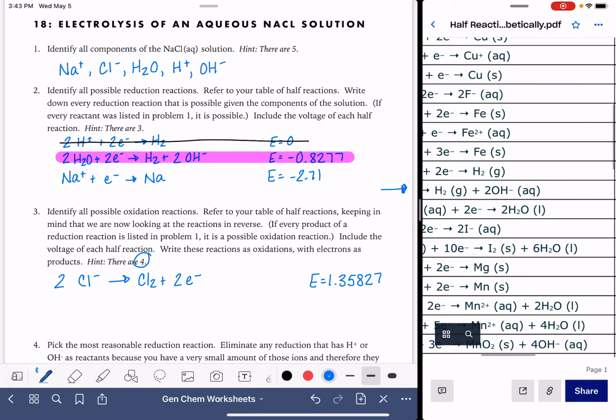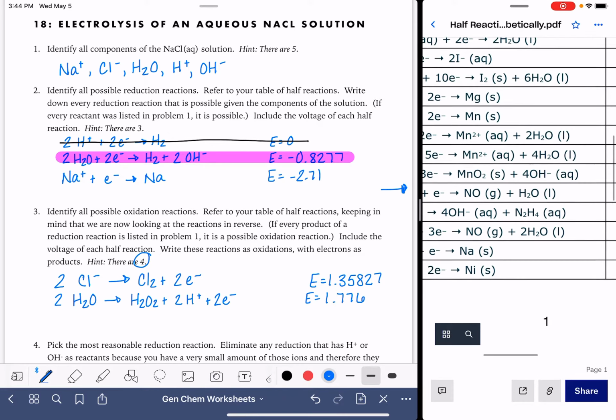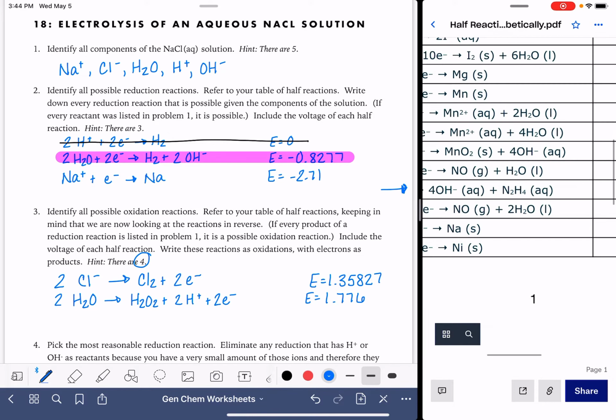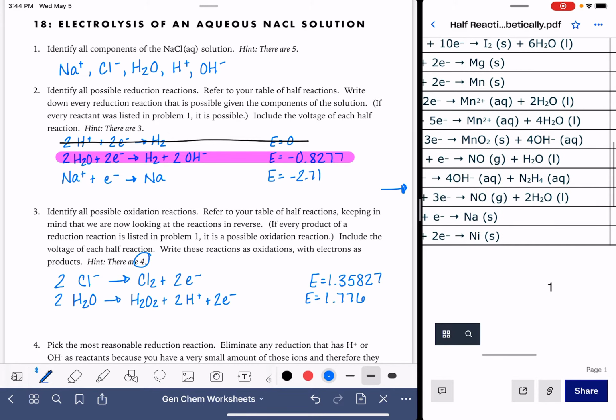We're going to be using these voltages later, so it's just handy to copy them now while we're already on the table. We have found 2 of the 4. We need to go look for 2 more. So let's keep going down the list. And this is one of the times where I like using the table that's in alphabetical order, because I know that I can skip through a lot of them.